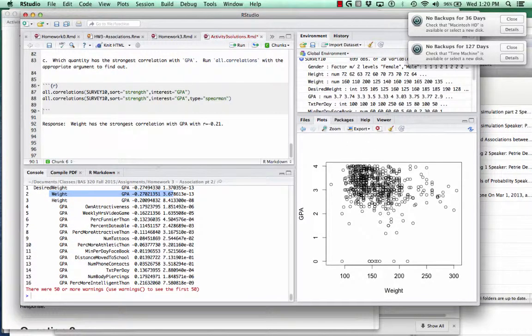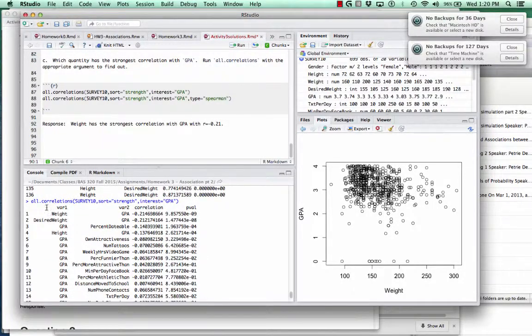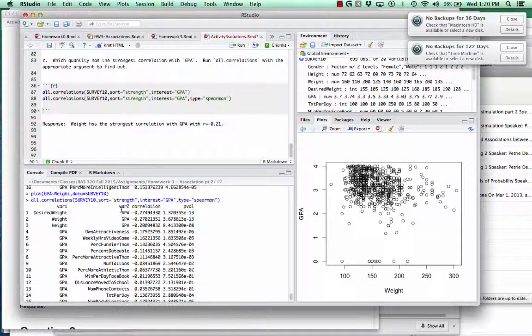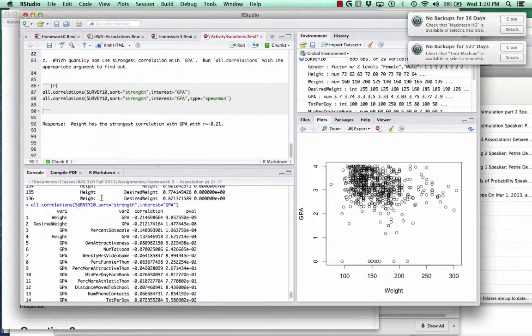This point cloud looks roughly elliptical, with maybe a few outliers that are a bit troublesome. But really either of these measures gives a pretty good idea of what is the most correlated. Pearson's correlation says the top 2 are weight and desired weight. Spearman's rank correlation says the same thing, just with the order switched slightly. So we have a pretty good idea that, for whatever reason, someone's weight or their desired weight seems to be, of the variables collected, the most strongly associated with college GPA.